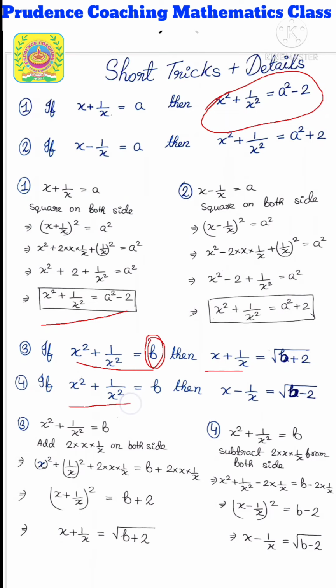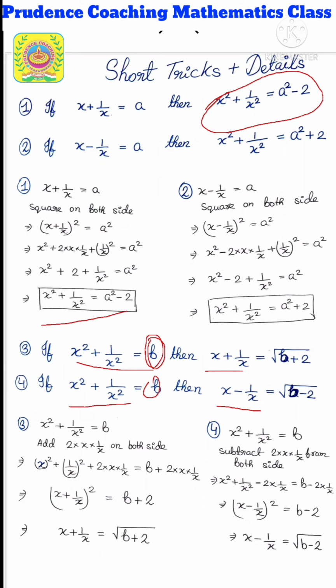If x square plus 1 by x square is b, then if we are asked to find out the value of x minus 1 by x, then we will just subtract 2 from this b, and whatever we get, we will find the square root of that number and we will get the answer. So this is the shortcut. But how this shortcut is coming, let us see, or let us do the postmortem.